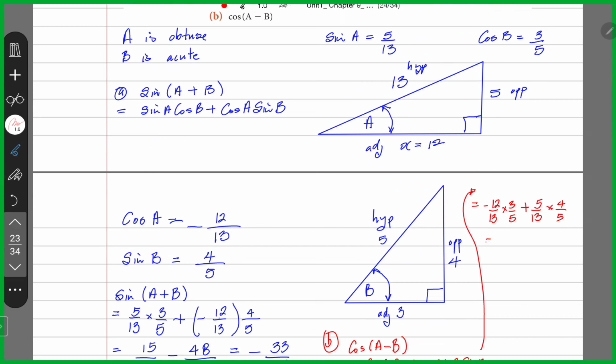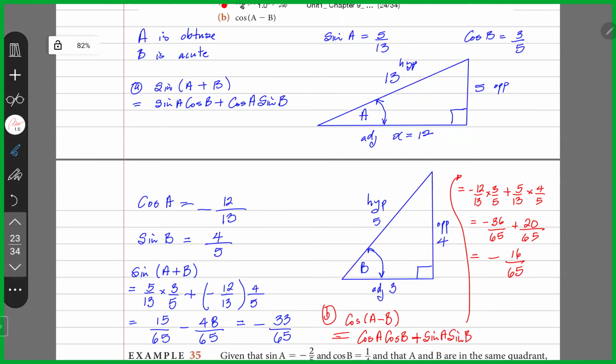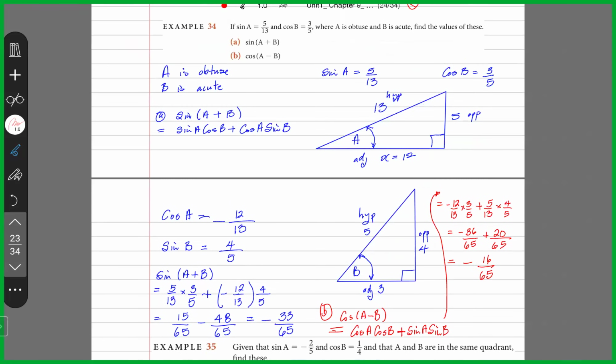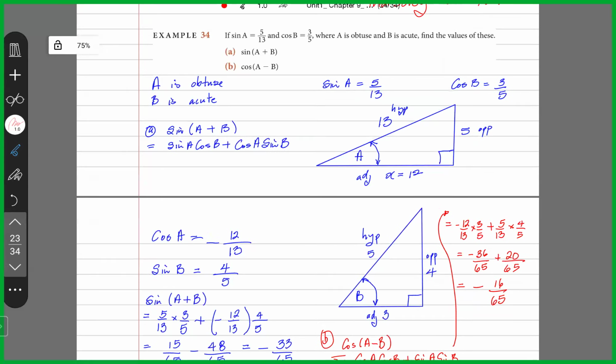4/5. So this would be equal to minus 36/65 plus 20/65. The answer here looks like it's minus 16/65. So the value of cosine A minus B would be minus 16/65. All right, so next we're going to look at example 35.